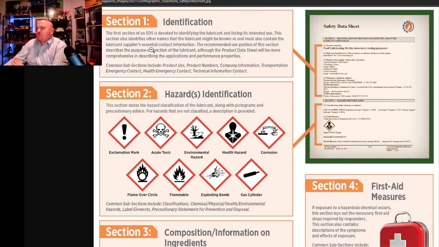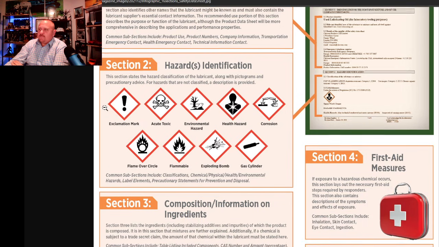The recommended use portion of this section describes the purpose or function of the chemical, although the product's data sheet will be more comprehensive in describing the applications and performance properties. Common subsections include product use, product numbers, company information, transportation, emergency contact, health emergency contact, technical information contact.